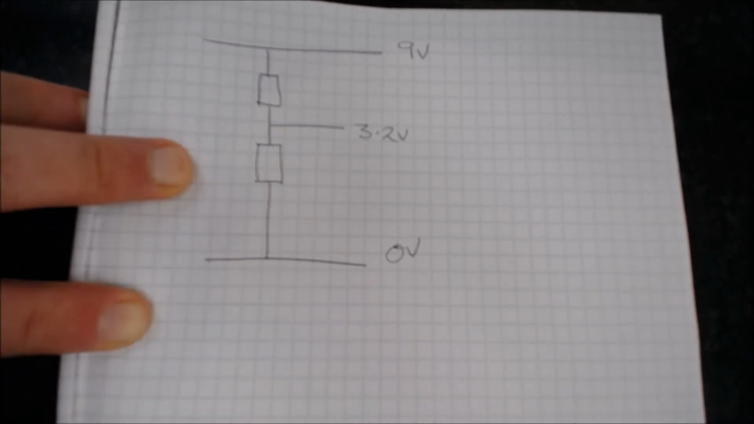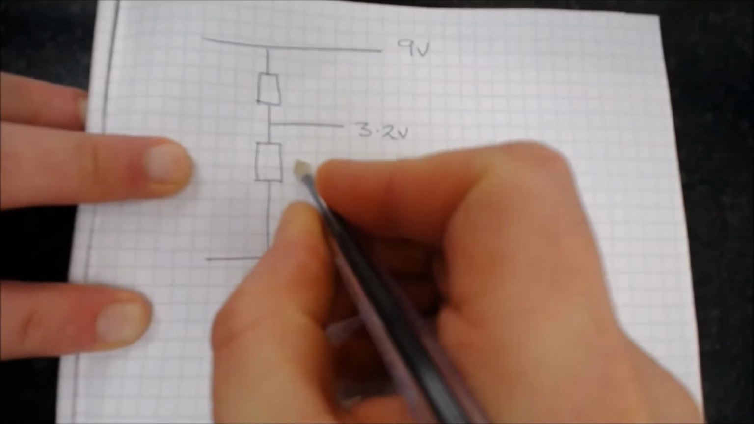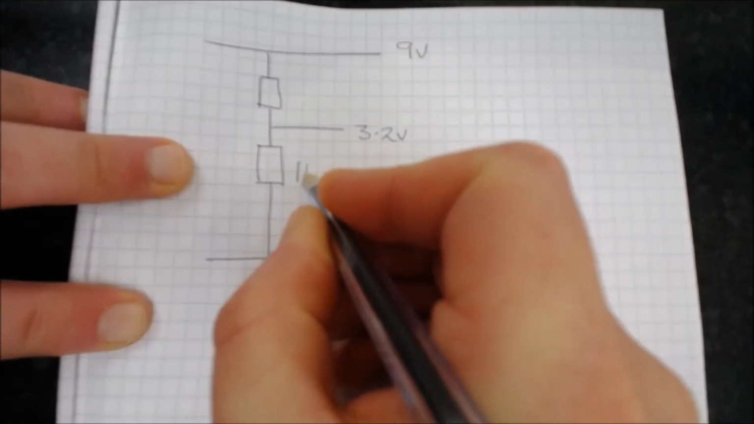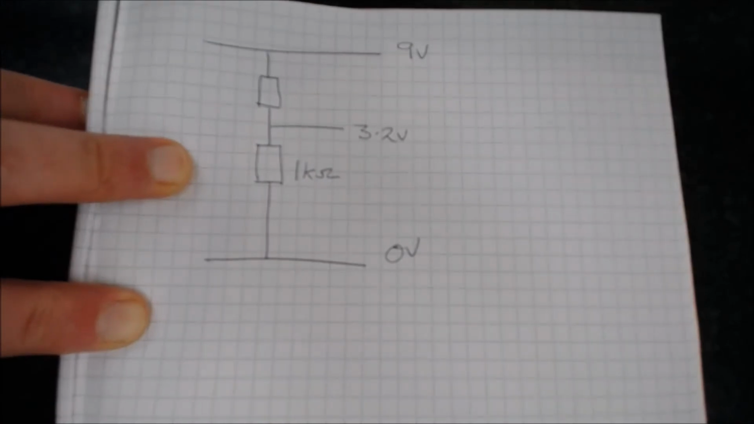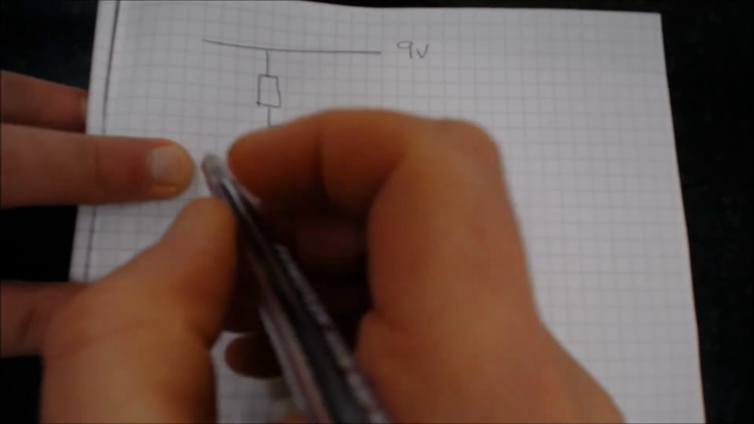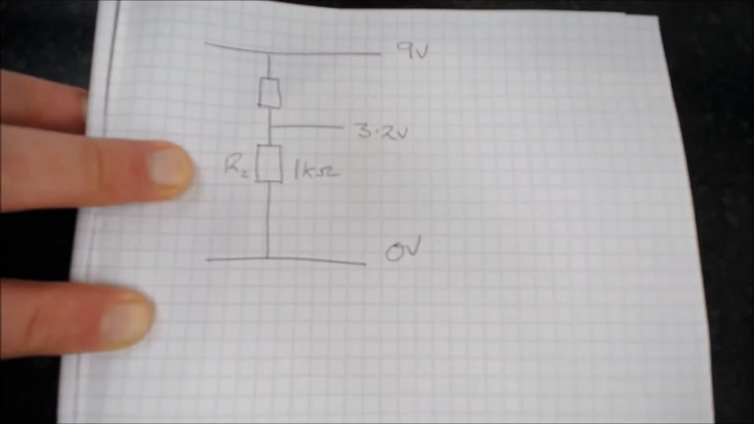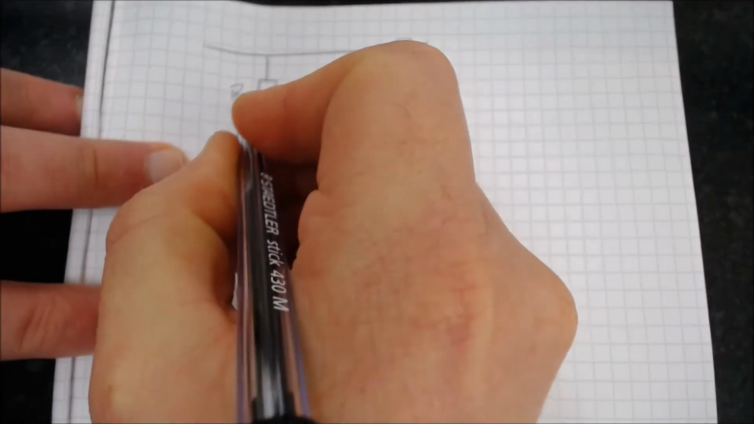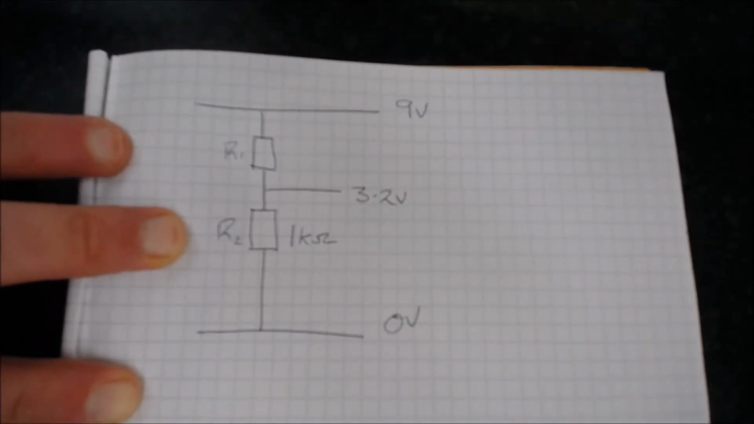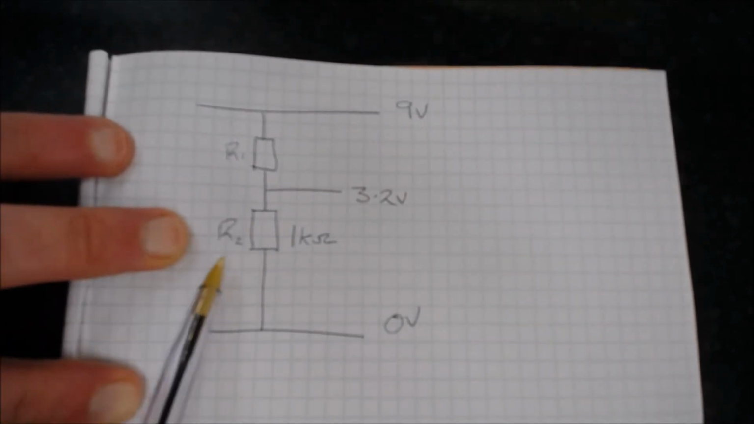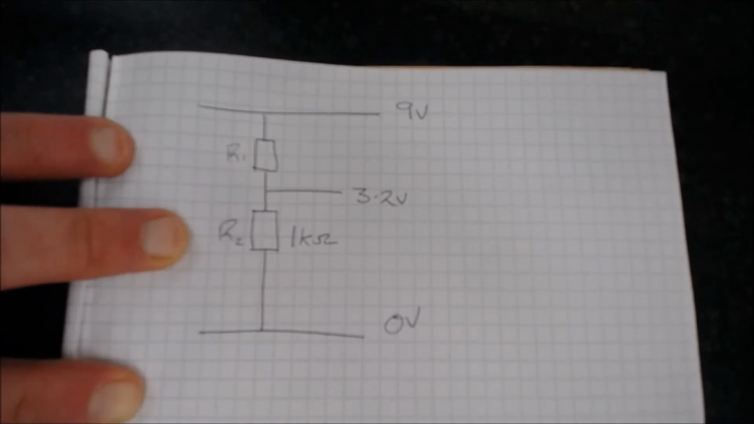I've got two unknown values of resistors, so I'm going to just decide that one of these is going to be a 1 kilo ohm resistor. Now, in terms of our calculations, that 1K resistor is known as R2, the one on the bottom. The one on the top is known as R1. Okay, so having got R2, we need to now calculate R1.